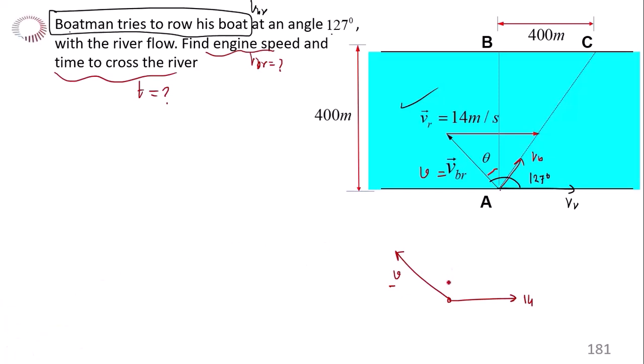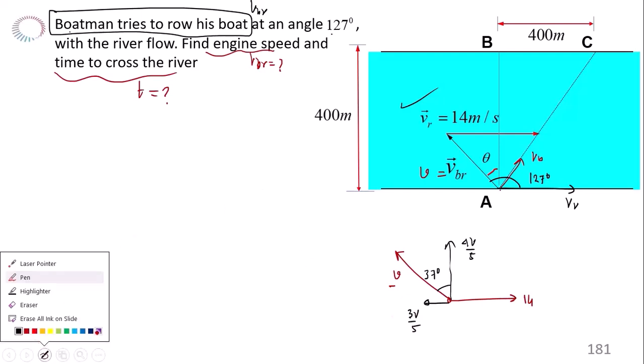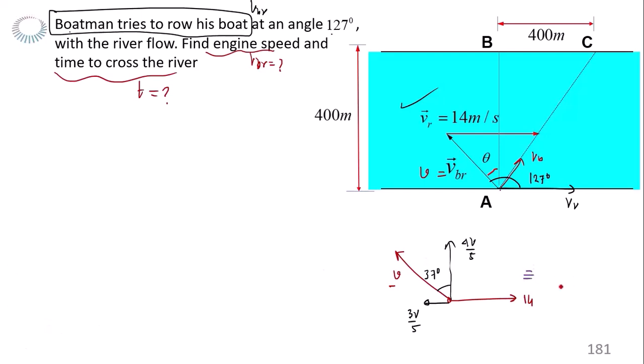So, if I resolve this, this angle will become 37 degrees. Total angle is 127. So this component should be V cos 37, that is 4V by 5, and V sin 37, that is 3V by 5. So finally, the x component is 14 minus 3V by 5, and the y component is 4V by 5. I know that the boat is moving towards point C, so VR must be greater than 3V by 5.